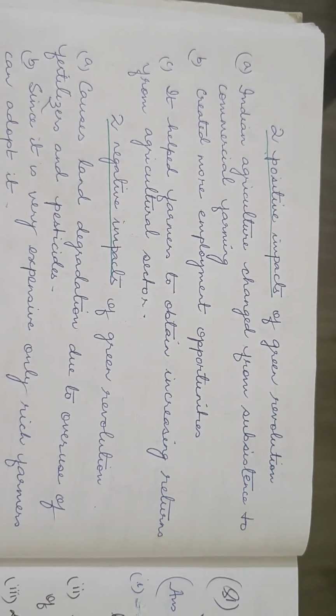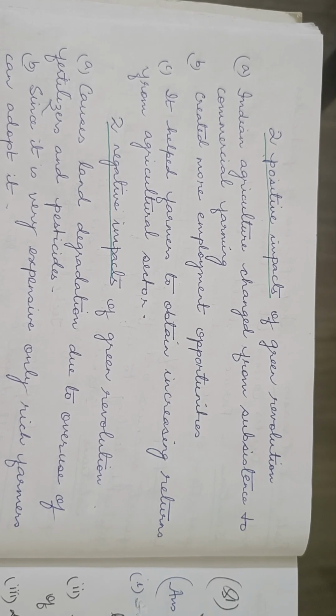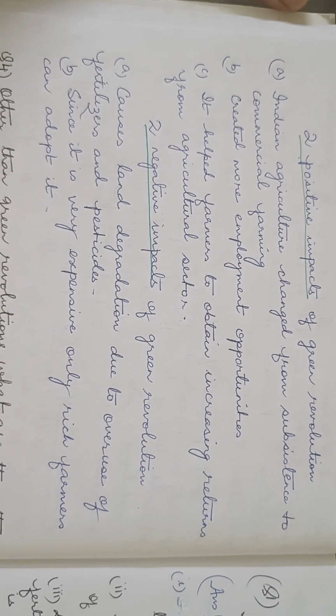Next, two positive impacts of the green revolution. First, Indian agriculture changed from subsistence to commercial farming. These days, farmers grow enough crops so that they have crops for selling also. They don't grow crops only for their family; they grow crops also for the market. Second, it created more employment opportunities. And third, it helped farmers to obtain increasing returns from the agricultural sector.